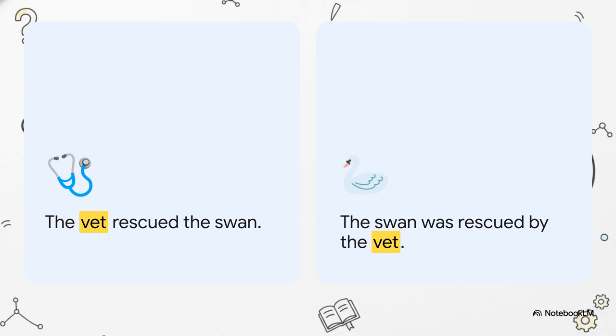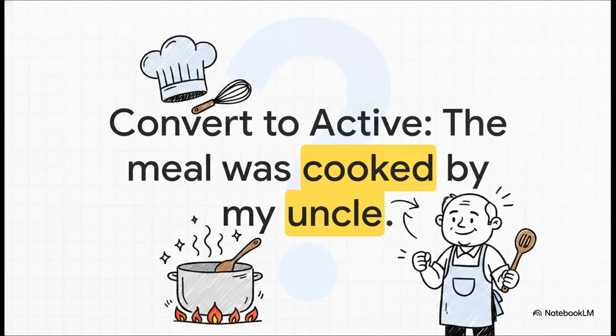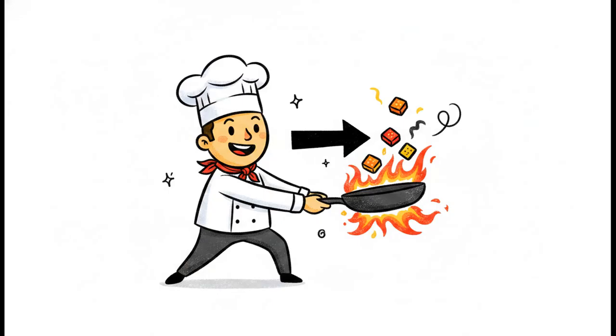You're nailing this. Okay, let's shake things up for this last practice round. I actually want you to reverse the formula. Take this passive sentence and turn it back into an active one. The delicious meal was cooked by my uncle. So who is really doing the action here? I want you to put them back in the driver's seat. Got it? The active version is, "My uncle cooked the delicious meal."